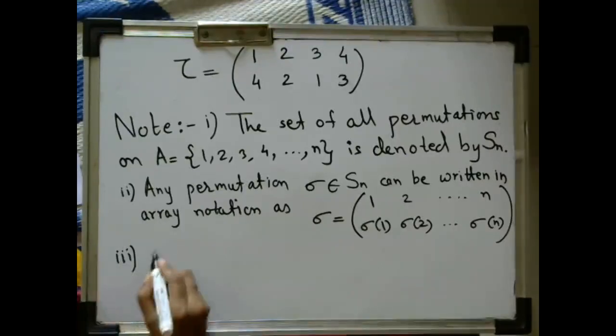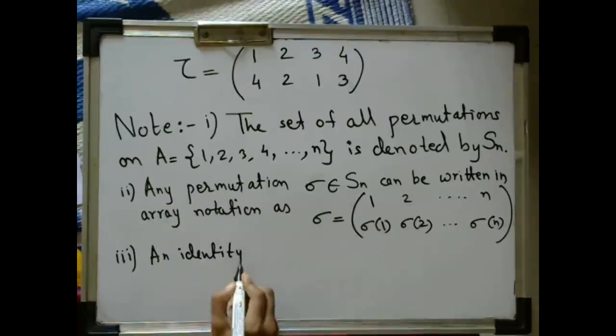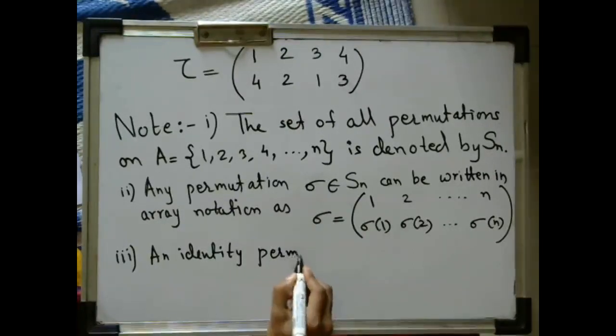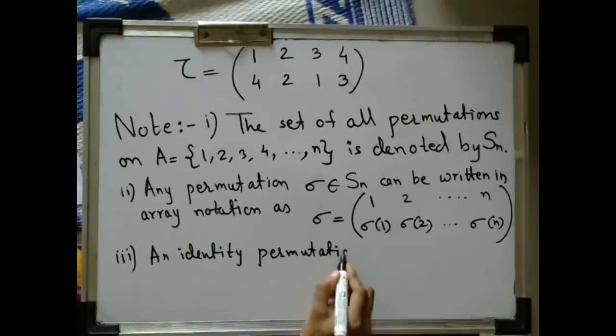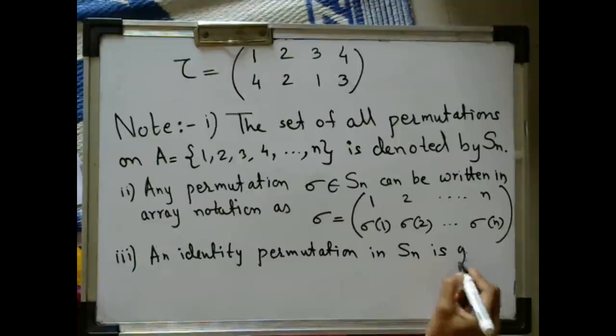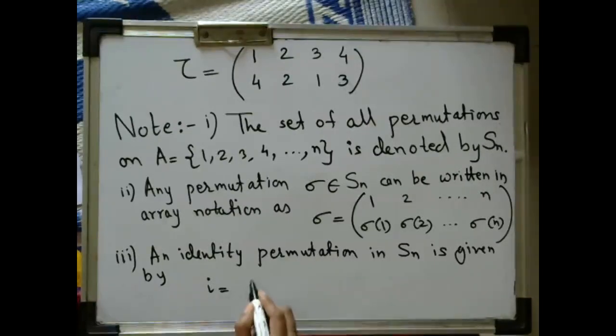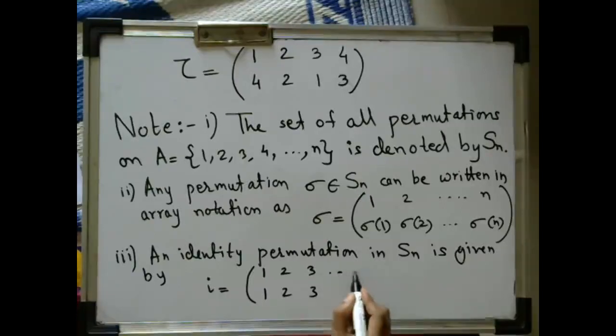An identity permutation in Sn is given by, let us call the identity permutation I, a permutation which fixes the elements, which maps each element to itself. That is, 1 is mapping to 1, 2 is mapping to 2, 3 is mapping to 3, likewise n is mapping to n.